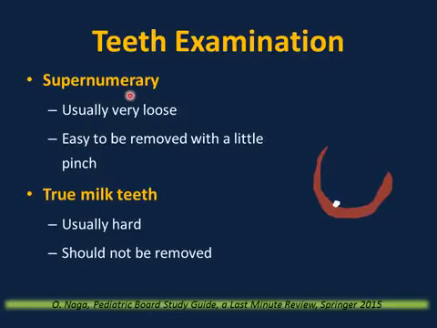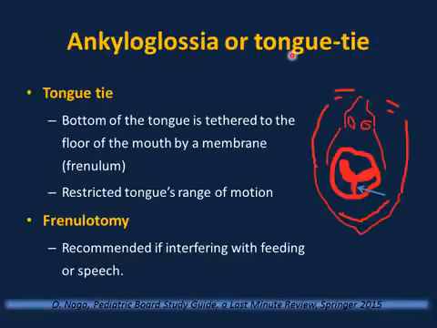If you have supernumerary teeth, they are usually very loose and easy to remove with a little pinch, so it is okay to remove them. But if it is hard, it means it is a true milk tooth and should not be removed. Ankyloglossia or tongue tie. Tongue tie means that the tongue is tethered to the floor of the mouth by a membrane, and this can restrict the motion of the tongue and interfere with feeding and speech. You need to do frenulotomy, to cut it, if it's interfering with feeding or speech. Otherwise, no need to cut it or do frenulotomy.